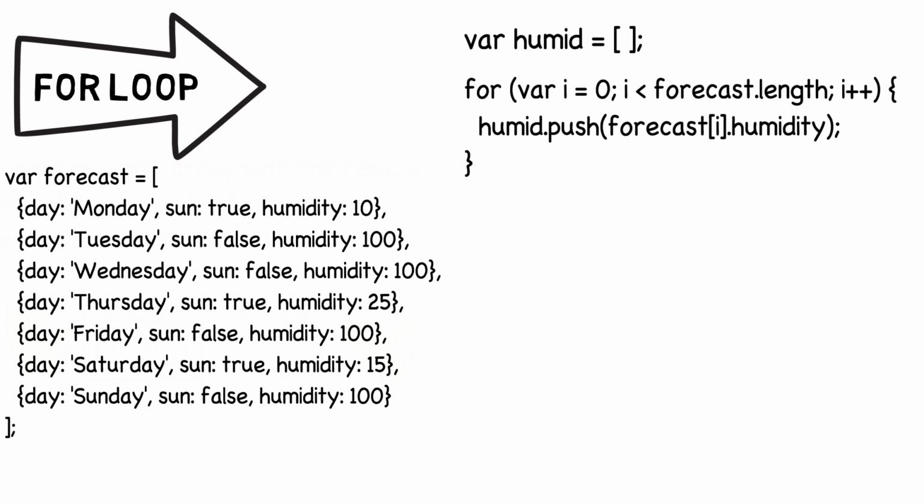In our code block, we simply name our new array we created, humid, then we do the push method on this array because we are going to want to add values into our new array.